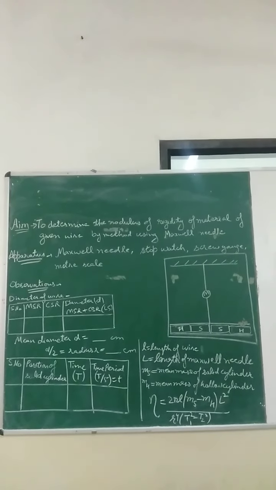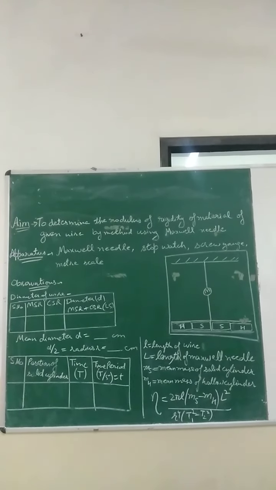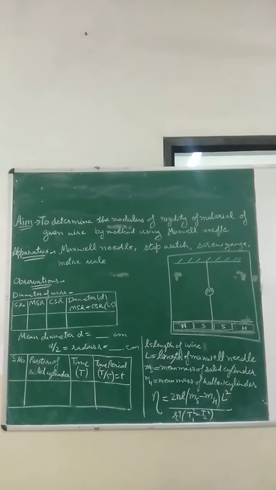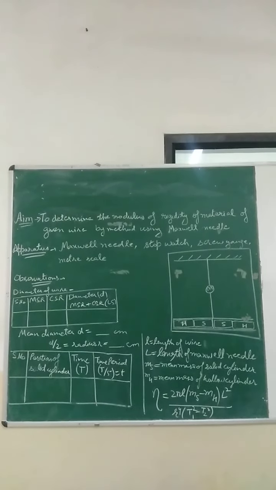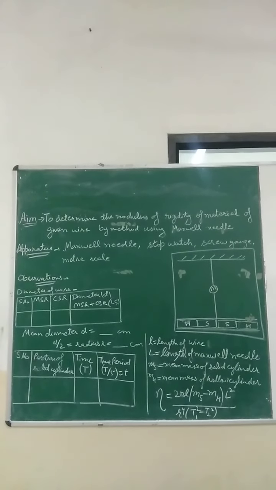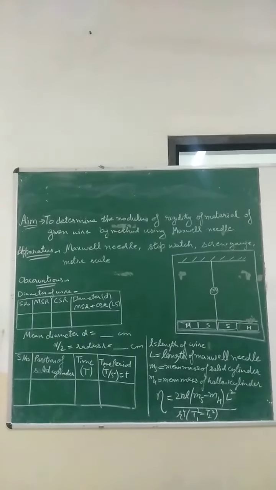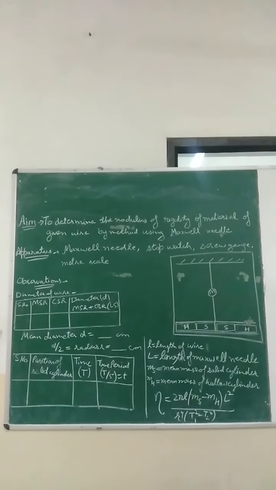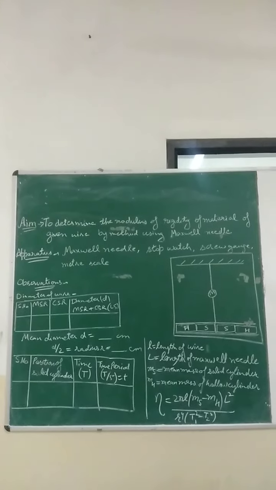With the length of the Maxwell needle, this is how I can calculate the values MS, MH, and eta, the modulus of rigidity. The formula for the modulus of rigidity is eta equals 2 pi L (MS minus MH) L squared upon R to the power 4 (T1 squared minus T2 squared). T1 is the reading for the solid sphere outward, and T2 is the reading for the solid sphere inward. Thank you class.